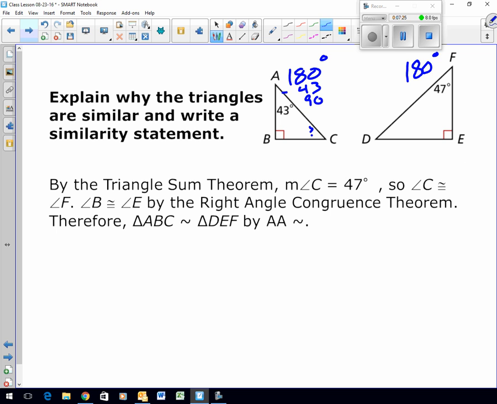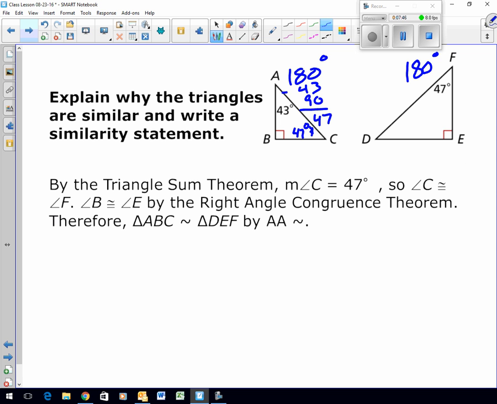90, right? The right angle is 90. So use your calculators. 180 minus 43 minus 90 is what? All righty. 47. So this is now 47 degrees. Whoa. Okay.